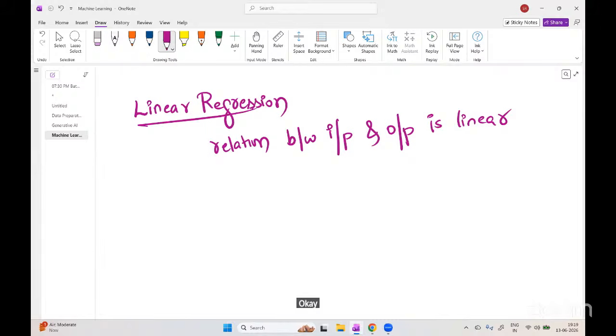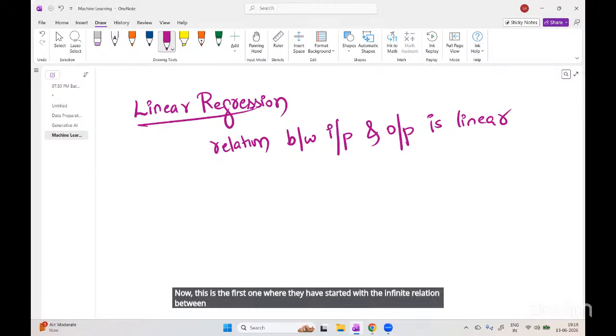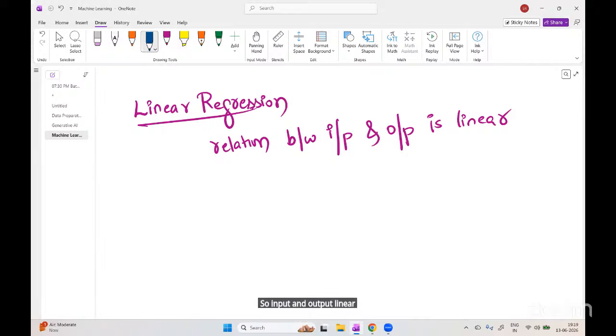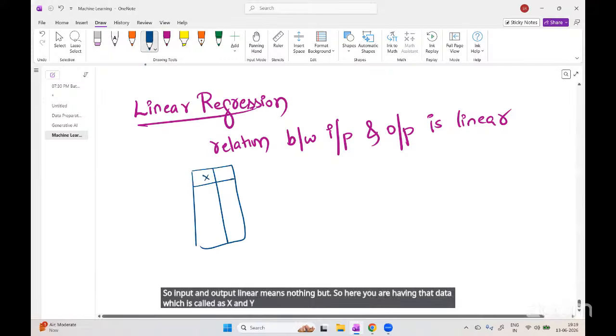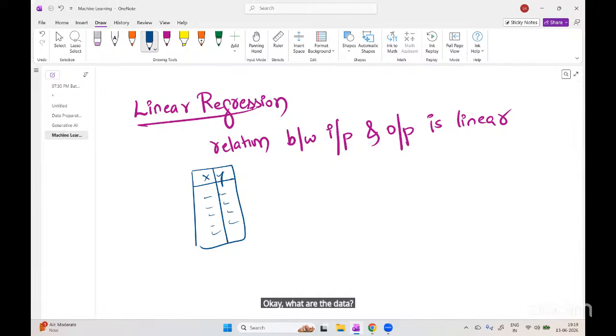Okay. Now, this is the first one, where they have started with identifying that the relation between input and output is linear. Here you have the data, which is called X and Y. What are the data? Now tell me, is this data simple or multiple? Simple. Okay. So, simple data.